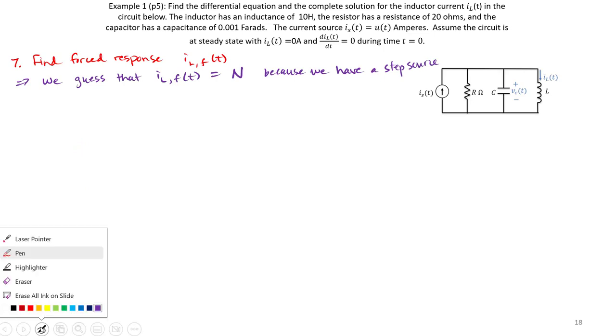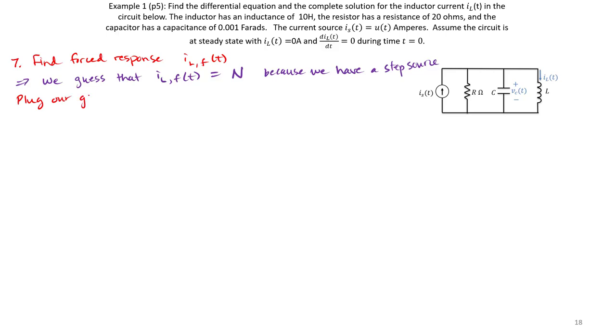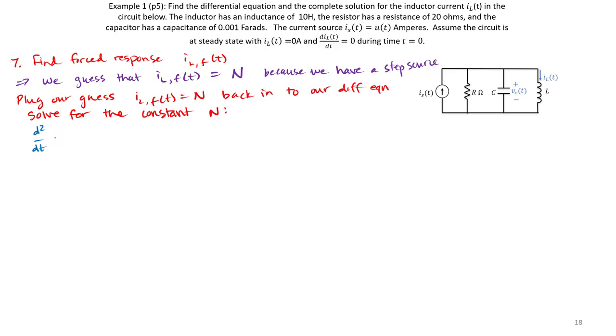So now that we've made that guess, we need to plug our guess, iL,f of t equals n, back into our differential equation and solve for the constant n. Let's see what we get. Our differential equation was the second derivative of our forced response, plus 50 times the first derivative, plus 100 times n, and all of that must equal 1 over 100.